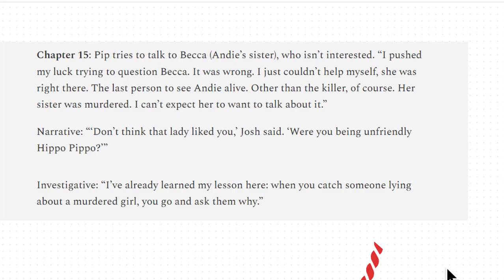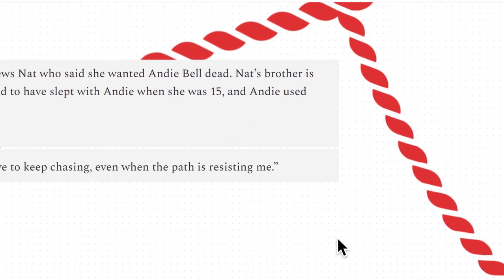In the investigative portion here, Pip talks to Becca's best friend and learns more about the Bell family. The dad sucks is basically what she learns. She also hears that Becca went to a party and needed the morning after pill the next day. "I've already learned my lesson here. When you catch someone lying about a murdered girl, you go and ask them why." So here we have our revelation, which is Max lied, decision, go and ask them why, and new goal, get the truth from Max.